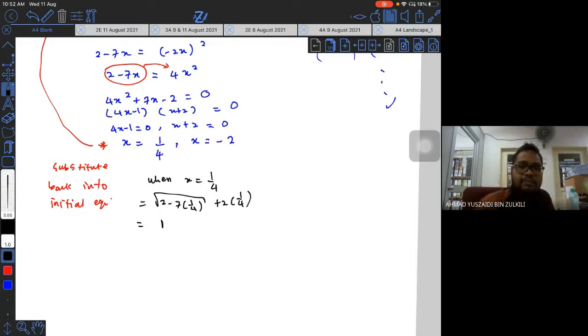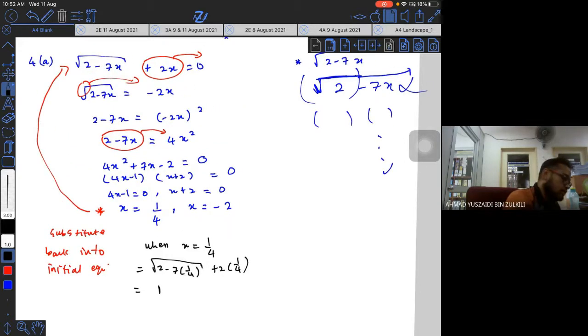Okay, yes. So if you substitute 1 over 4 back into the initial equation, you get it equal to 1, which is wrong. It should be equal to 0. So that's why we reject this answer.